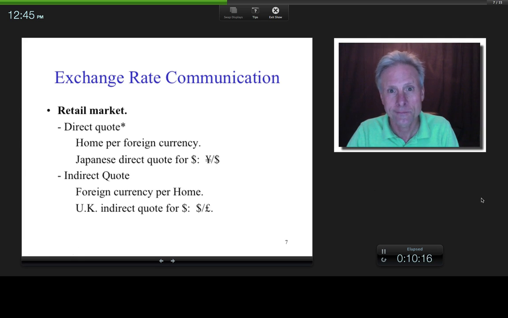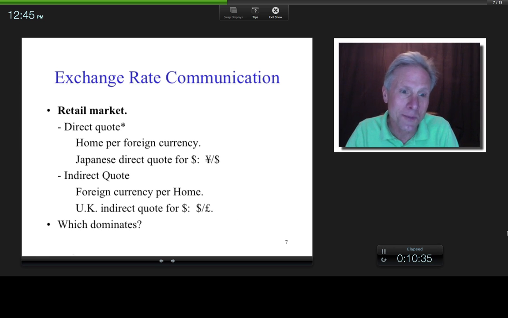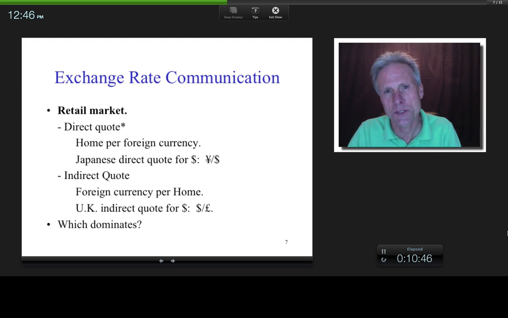And guess what? An indirect quote is the opposite. The foreign currency goes on top and home on the bottom. So if you're talking about a UK indirect quote, what's the UK currency? The pound, right? So that would be dollars per pound. Which dominates? It used to be that direct quotes dominate, but now, for the same reason as we discussed earlier, that's not too clear anymore. So that's basically how exchange rates are communicated.